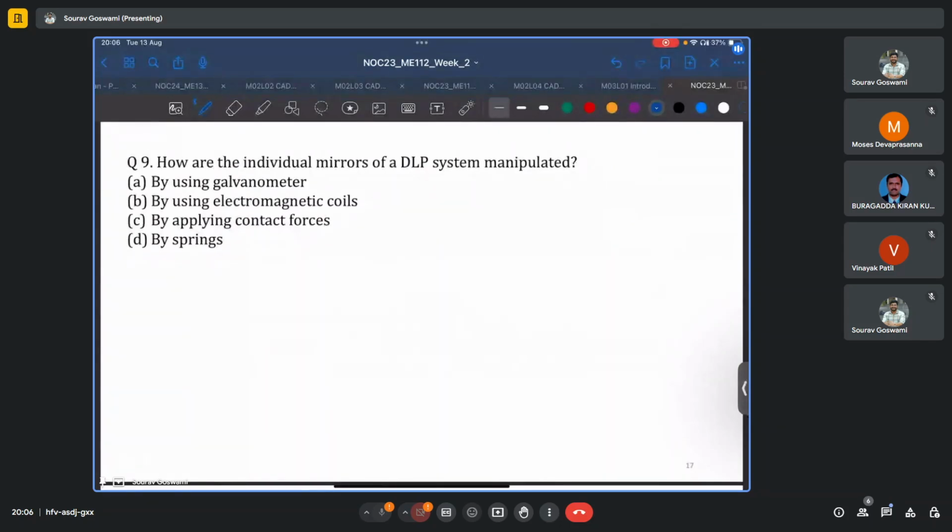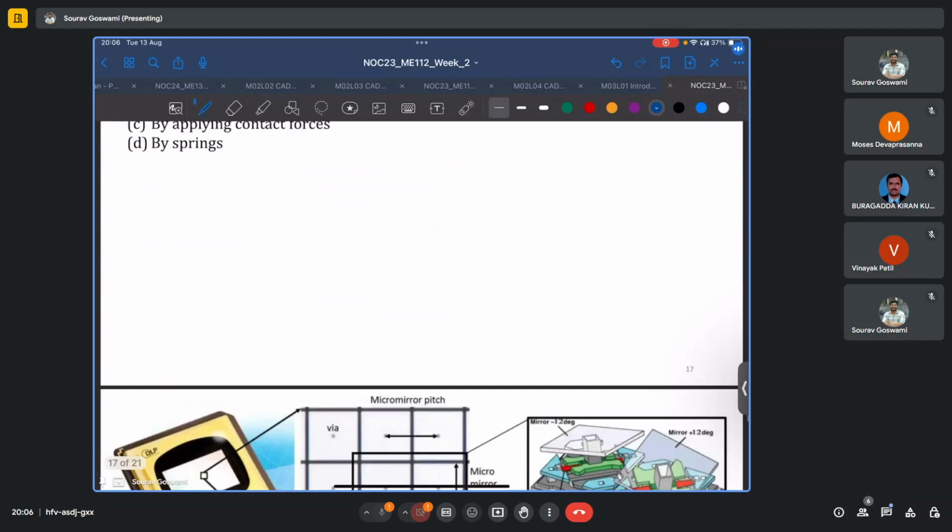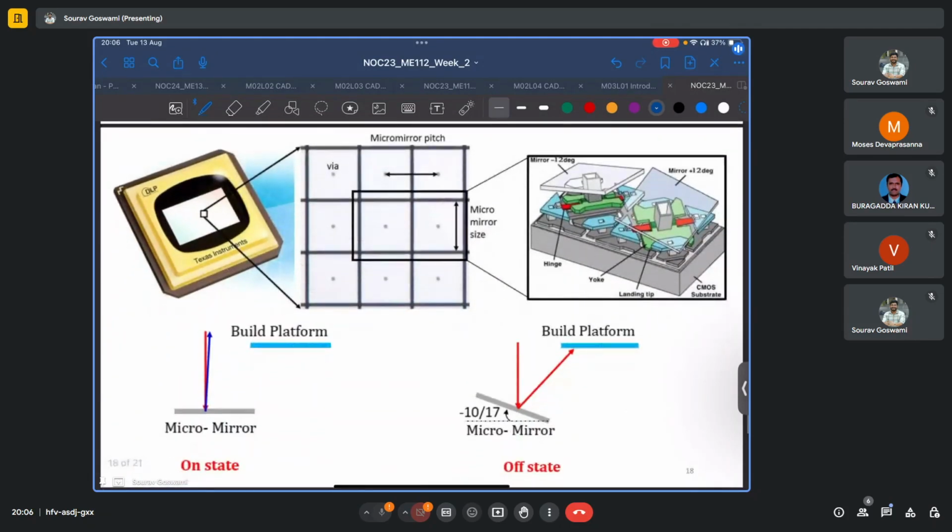The next question is asking us, how are individual mirrors of a DLP or digital light processing system manipulated? Is it by using galvanometers? Is it by use of electromagnetic coils? Is it by applying any contact forces, or are springs involved? So let us just refer to the actual structure of a DLP mirror system. And I have borrowed this from Professor Kapil's slides, which you'll encounter in upcoming lectures.